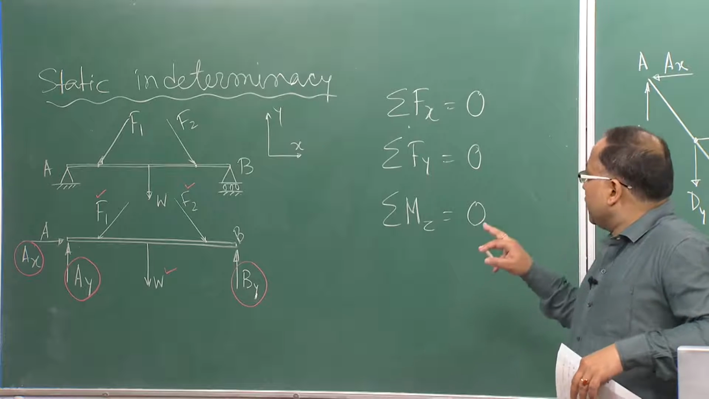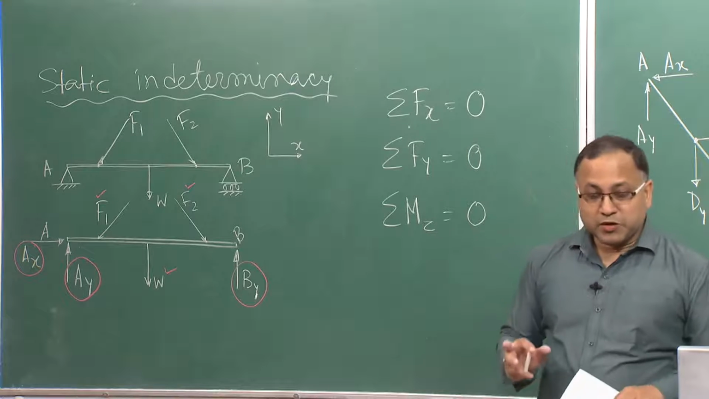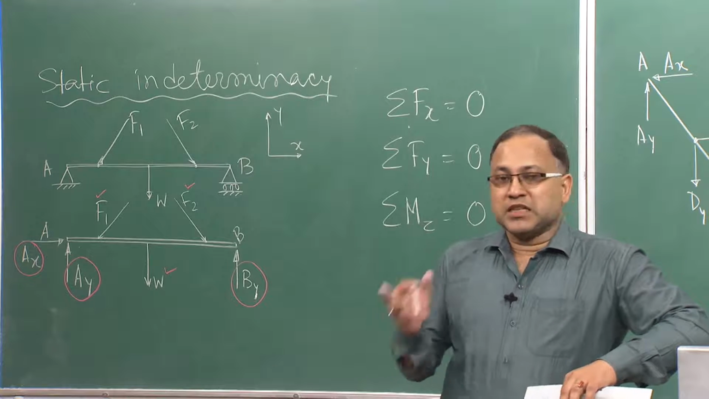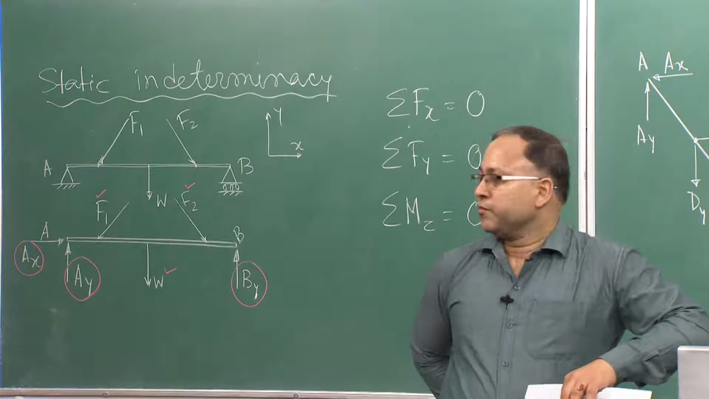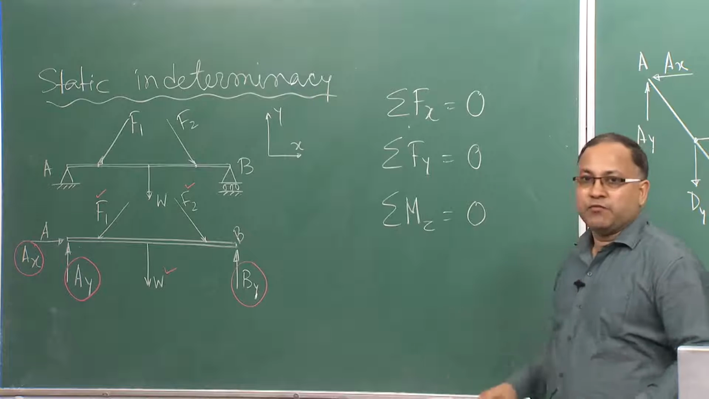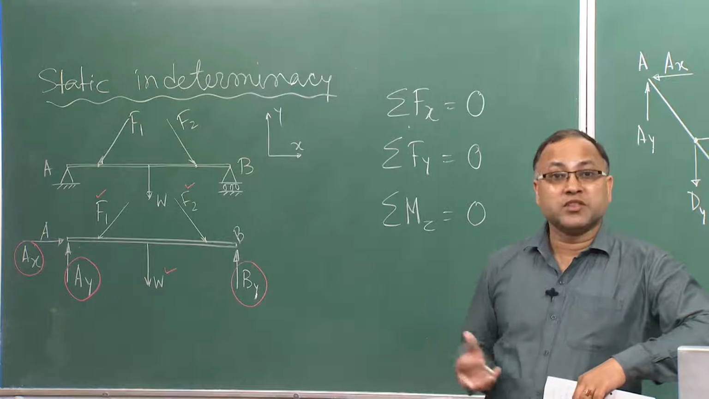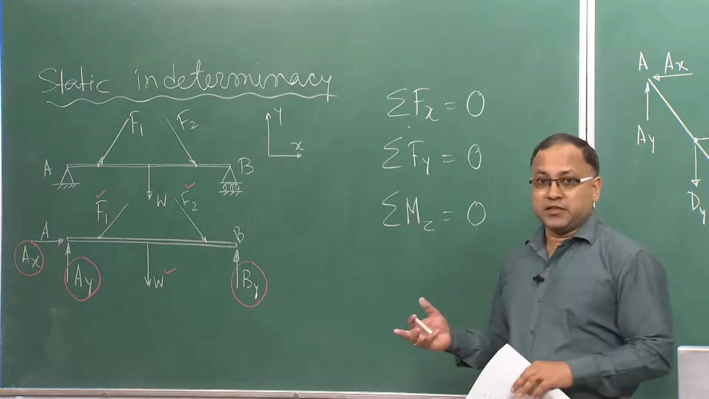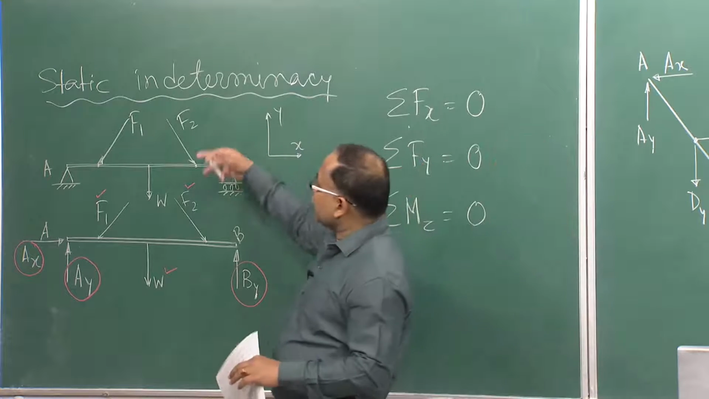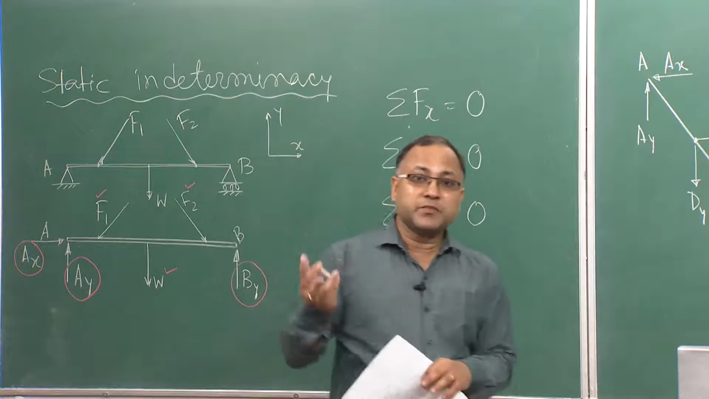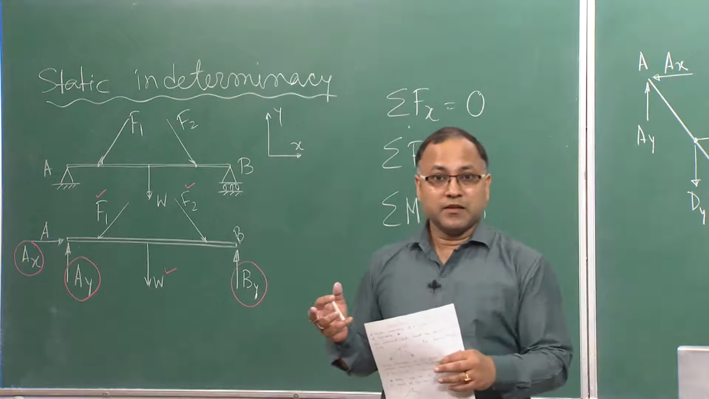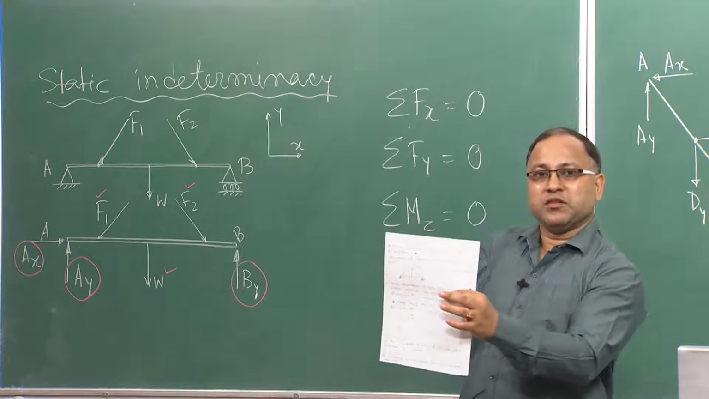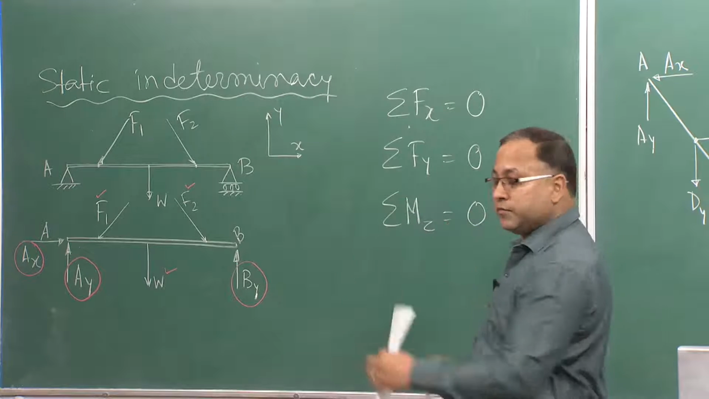So, summation of Fx means summation of all the forces in x direction must be 0, that is the first equation of equilibrium. Then summation of Fy equal to 0, that means summation of all the forces in y direction must be 0, and summation of moment with respect to z axis, because the forces are acting in xy plane. So, you will be getting the moment with respect to z axis if you see, right. If the forces are in this plane, then basically you will be getting the moment with respect to z axis which is normal to the board, okay.